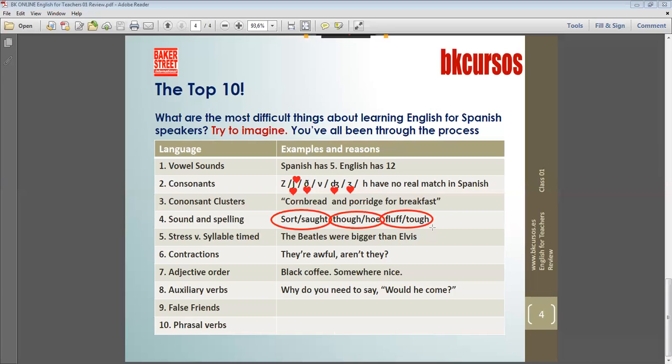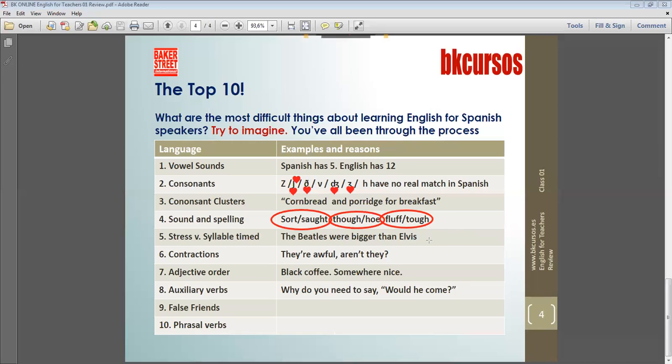Fluff and tough. Say it again, Maria Jose. Fluff, tough. Tanya? Fluff, tough. Miguel Angel, are you there? I can see your mouth is perfect, but I can't hear you. So fluff and tough again. Especially when we've got those consonant words like tough, sort, though, they're very, very confusing, of course.